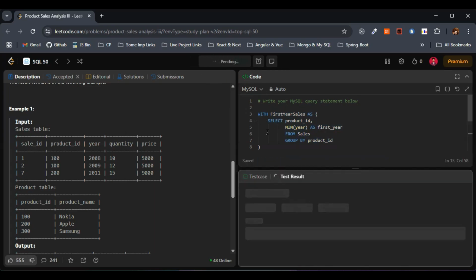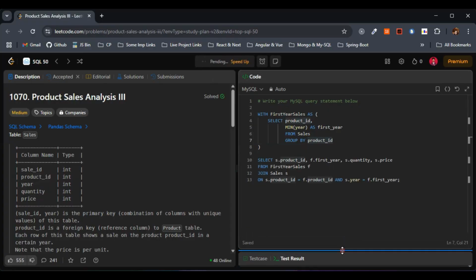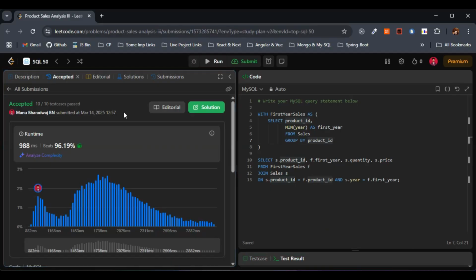Let me hit the run button. I hope this works. Let's see. So here you can clearly see the sample test case is getting passed. Let me quickly hit the submit button. Yeah, you can clearly see here now all the test cases are getting passed. Means the query works absolutely correct in this case.